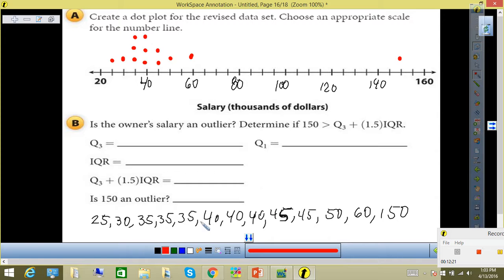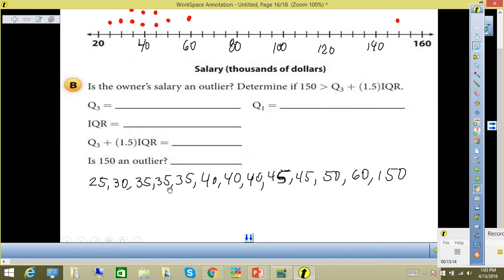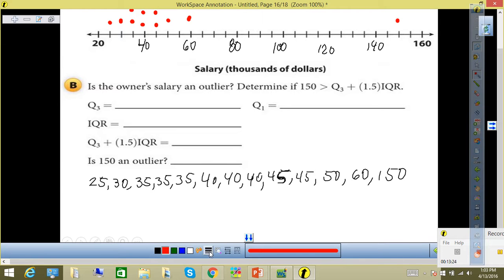So before we get to that, first things first, look at this data that we have. I want you to identify the median. We already have it in order from least to greatest. Identify the median, please. How many numbers are there? 1, 2, 3, 4, 5, 6, 7, 8, 9, 10, 11, 12, 13. That means we have 6 and 6. There should be a middle one, right? So what's our middle one? 40. So label that Q2, and that is 40.